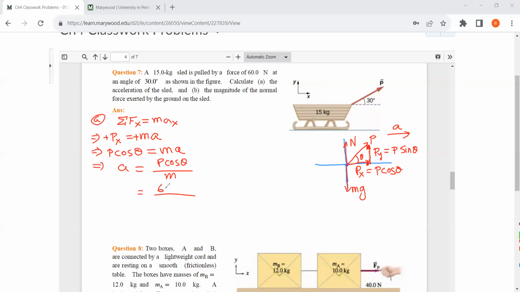P is 60 Newton, cosine theta is cosine 30 degrees, and m is 15 kilogram. So if you do this math in your calculator, you should get 3.46 meter per second square.